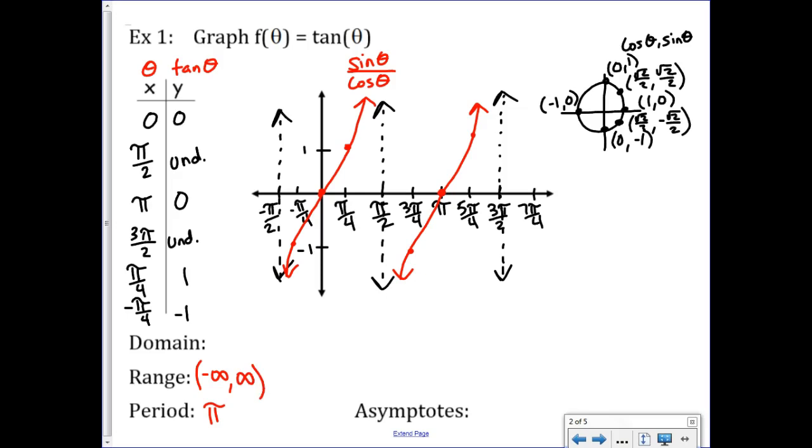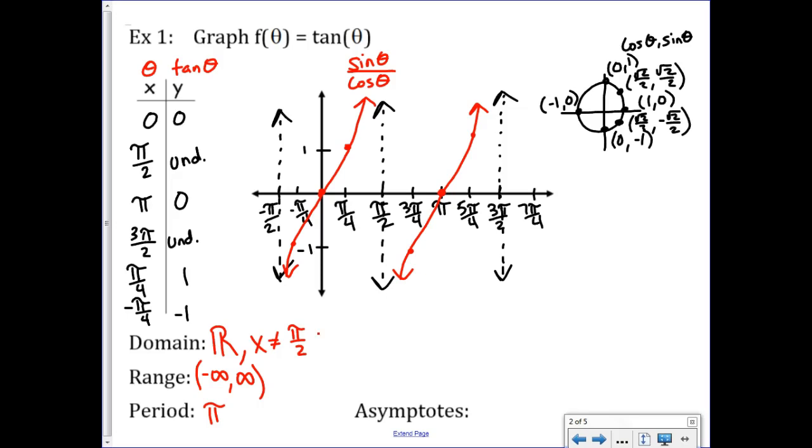Domain is a little bit challenging here. Domain is all real numbers except x cannot equal where it's undefined. And so it is undefined at pi over 2, and then at every additional pi after that. So at pi over 2, if I add another pi on, I'm at 3 pi over 2. And then if I add another pi onto that, I'm at 5 pi over 2. And another pi would be 7 pi over 2.